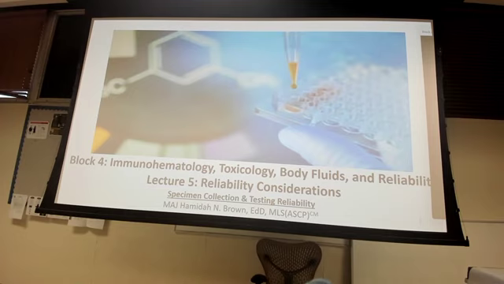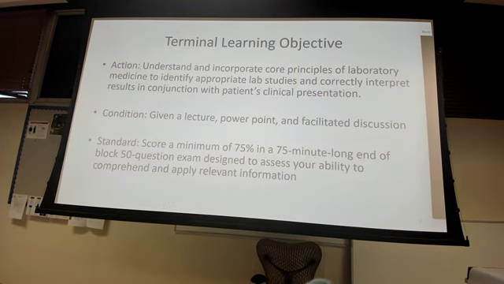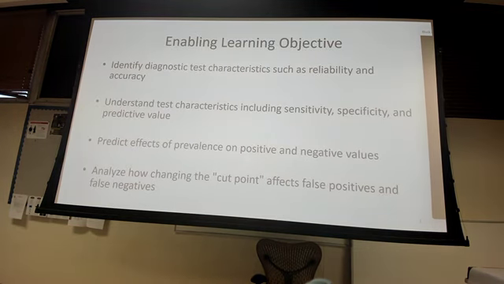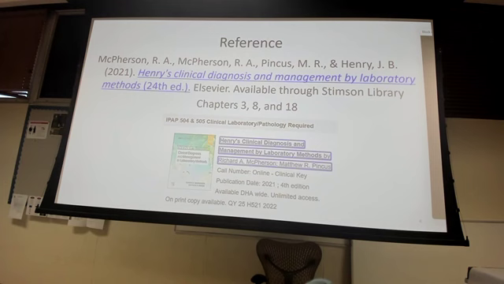Okay, so this is our last one with me, lecture 5. You will see Colonel Johnston next week. We're going to be going over a little bit of reliability and a little bit over actual tubes themselves, okay? TLOs are always the same. In ELOs, we're going to talk about reliability, accuracy, sensitivity, specificity, and predictive value, prevalence of positive and negative values. Your reference is chapters 3, 8, and 18.